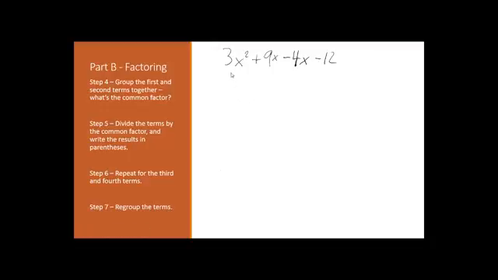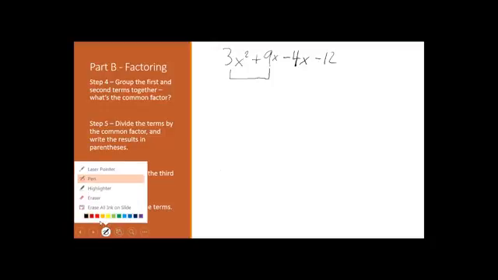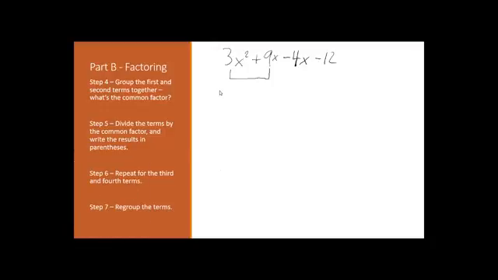The trick to this is that we do not try to factor the whole thing at once, because factoring all 4 terms at once would be pretty tricky. What we want to do is factor the terms only 2 at a time. What we're going to do is group the first term and the second term together, and then ask ourselves, what is the common factor? What term could divide both the first and second term evenly?